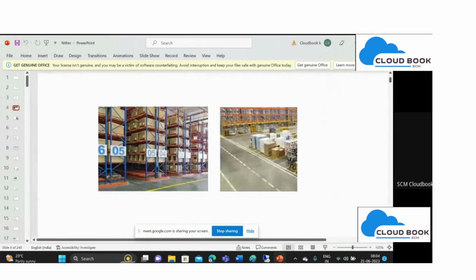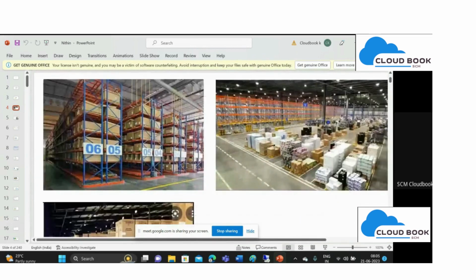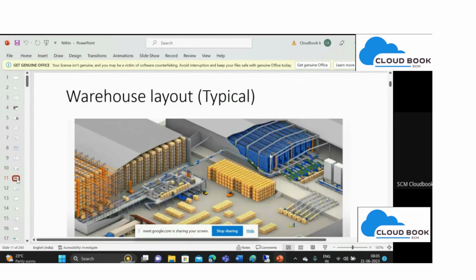What structure do we require? The storage type, then the storage sections, and the storage bin. These three things are important. So what I will do is come over here and let's discuss this part.